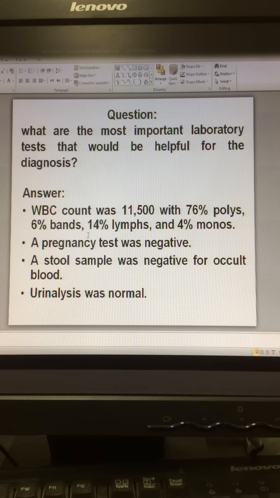Also, we have to ask for a pregnancy test because the patient is a young lady in her reproductive age, and the possibility of ectopic pregnancy is still a valid differential diagnosis. A stool sample for occult blood should be asked for to exclude inflammatory bowel disease or infectious causes like amoebiasis or other infectious causes of abdominal pain. Also, urine analysis should be requested to exclude urinary tract infections.